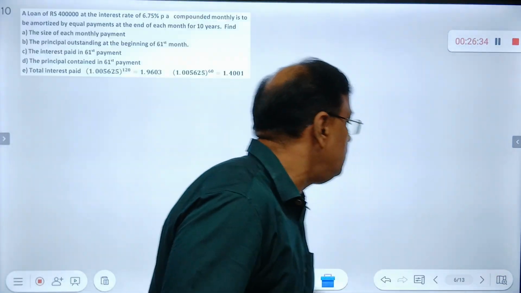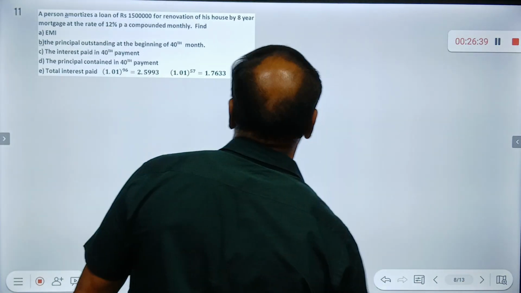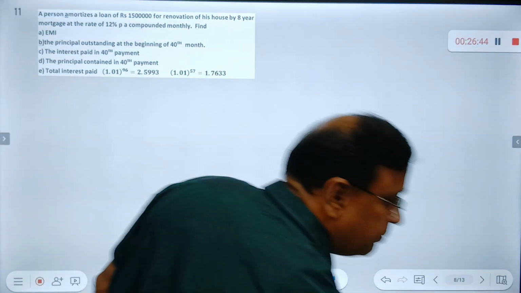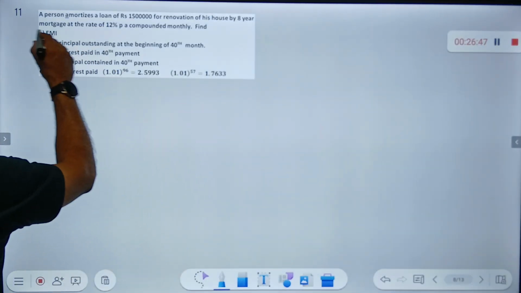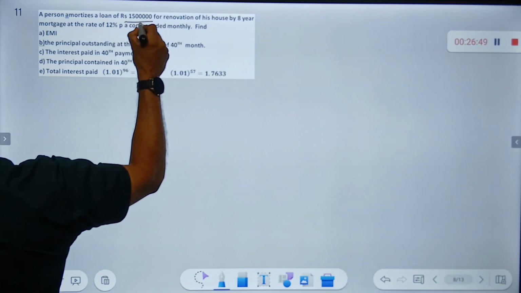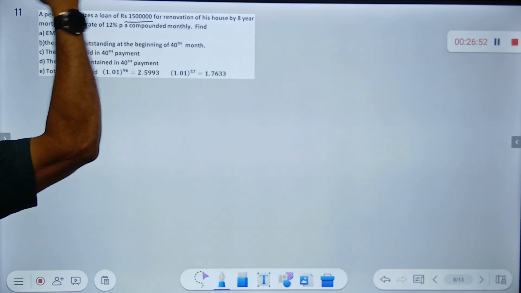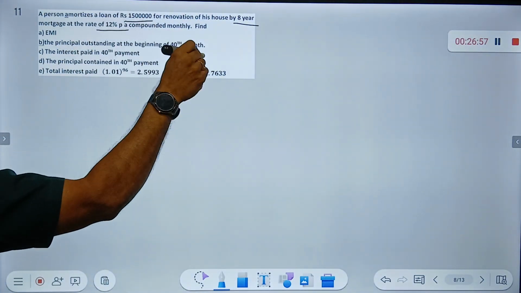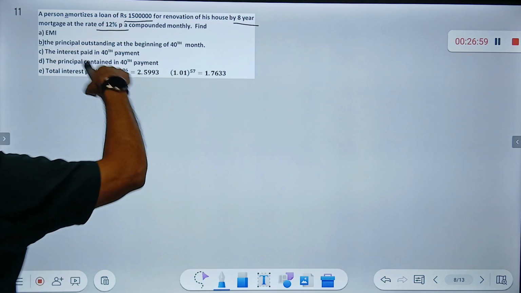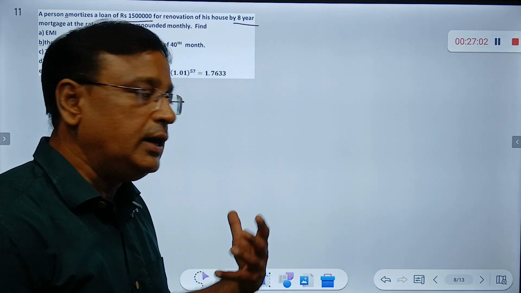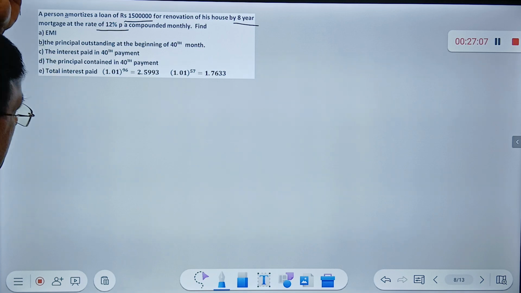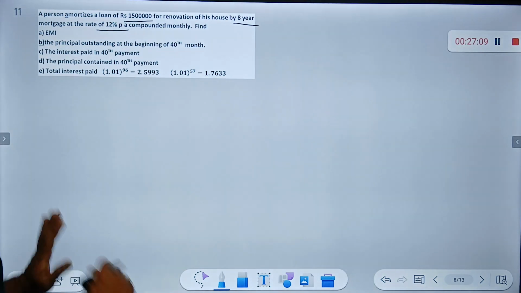Okay. I have one more question to solve. I think this is the last question. This is there in the new book. So I will try to finish this problem also so that everything will be complete as per norms. A person amortizes 15 lakhs for renovation of a house for 8 years at a rate of interest of 12% per annum. So I want to find all the 5 subdivisions that you have done till now. If you have doubt, you can always refer to the previous problem, but I will redo this entire problem again so that this is clear to you.